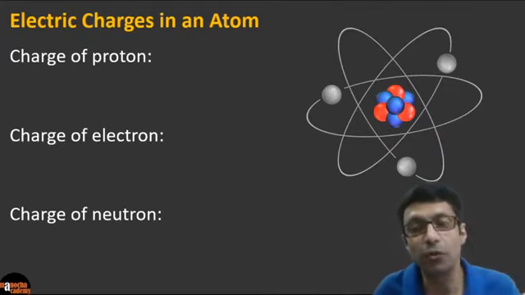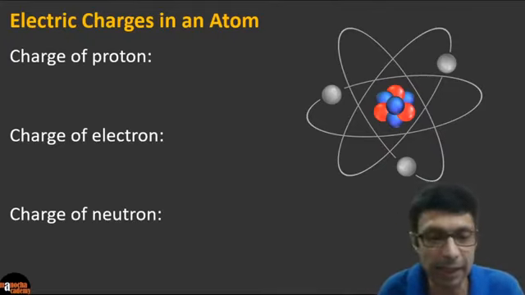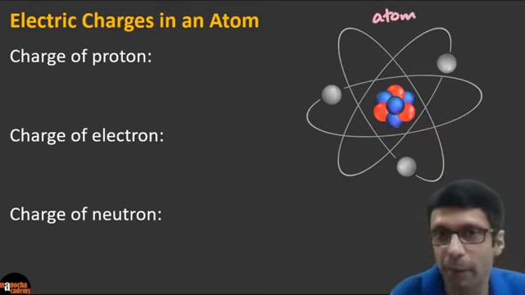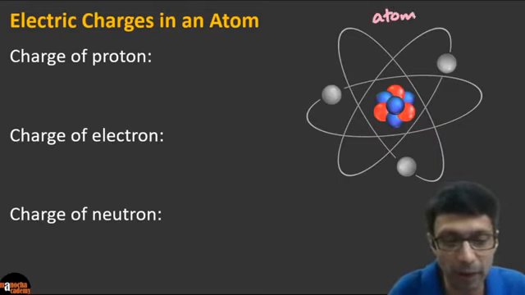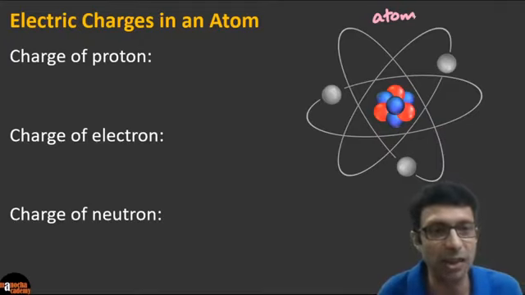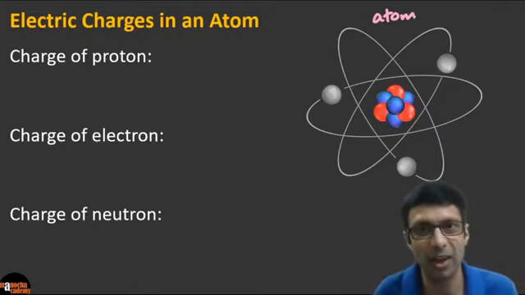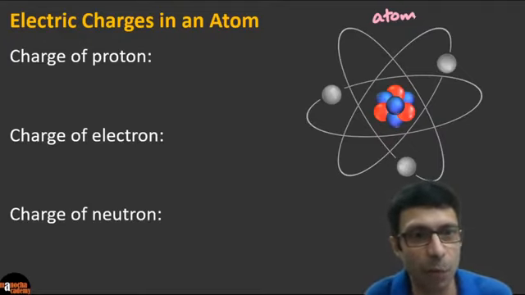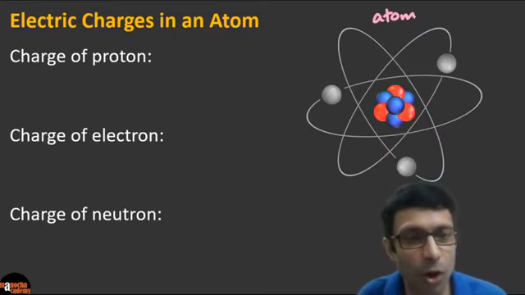And you must be knowing this, right? That a lot of you have studied in chemistry or physics that an atom is made up of subatomic particles. You've heard of these subatomic particles: protons, electrons, and neutrons. So guys, can you tell me what is the charge of one proton? So let's start with the proton first. What is the charge of a proton? Come on, I want all of you to try.